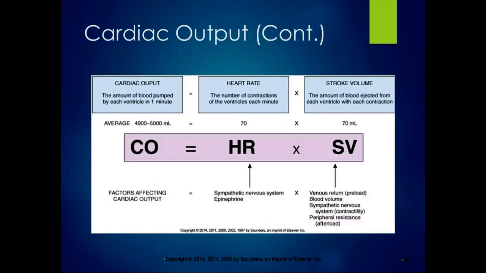So this is our little formula for cardiac output, and it has the averages there, which is kind of interesting. Cardiac output is the amount of blood pumped by each ventricle in a minute. So kind of neat. It's a lot. It's an amazing amount of blood. The heart is amazingly efficient when it's working like it's supposed to. The things that affect cardiac output are things that affect your heart rate, so the sympathetic nervous system can affect that, and things that affect venous return: blood volume, nervous system, and peripheral resistance.